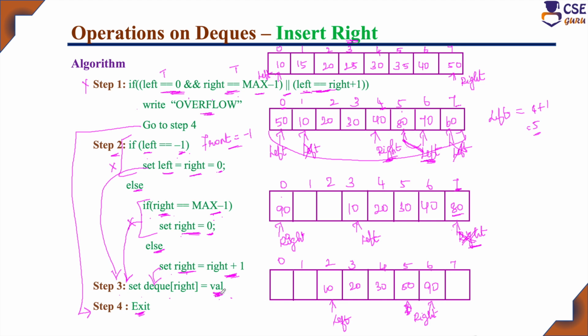What is the value you want to insert? Just place it in that right pointer position. So, these are all the conditions. See, left is equal to minus 1, right is equal to max minus 1, right is equal to right plus 1. In all these cases, it will set the right pointer position and then place the element in step 3. You need to place the element here. Okay. So, this is insert right.